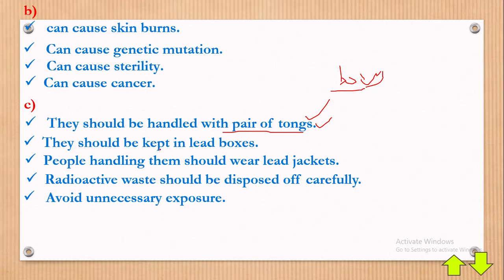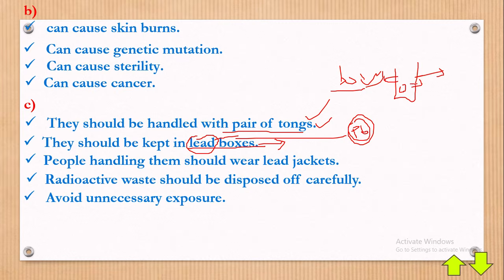They should be kept in lead boxes. Now a lead box is made out of lead. We call this lead, PB for the chemists, if I'm not mistaken. So it must be a box made out of lead. That's why they keep the radioactive substances there, because even if you keep it in a metallic container, it will still emit radiation that will pass through the container and affect you.